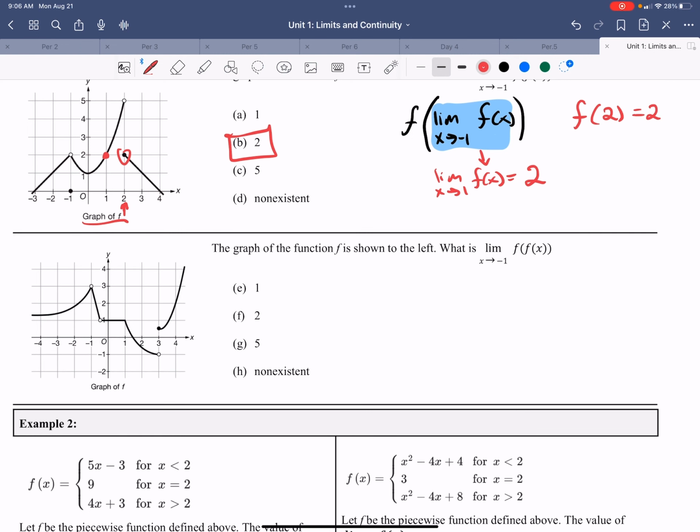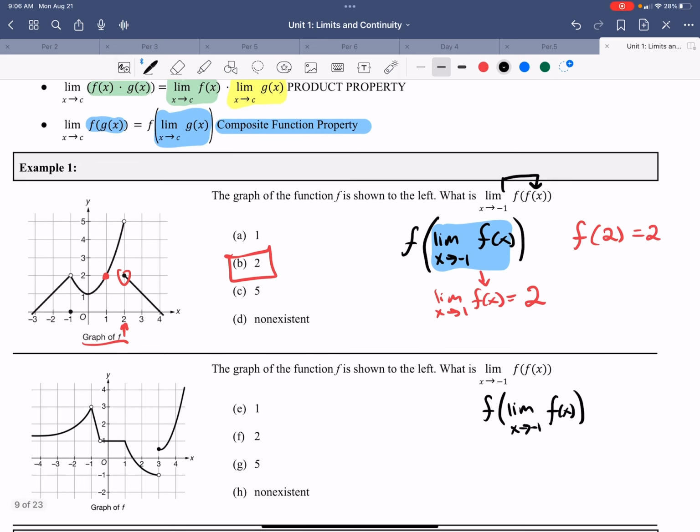The graph of the function is shown to the left, same thing. The limit as x approaches -1 of f of x. So you're going to do f of the limit as x approaches -1 of f of x. And oh my god, guys, I'm just realizing this said -1.